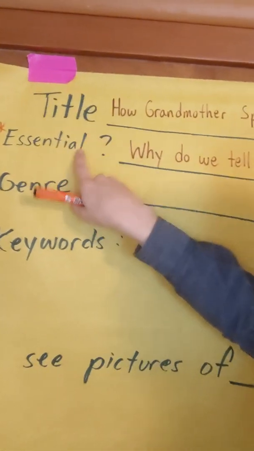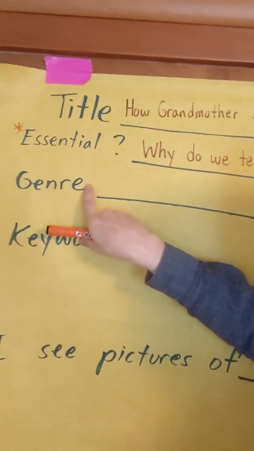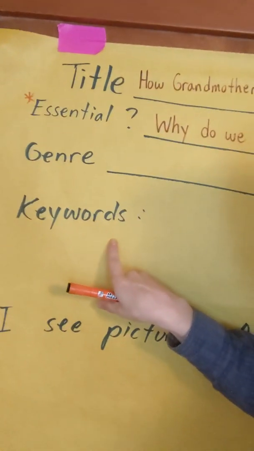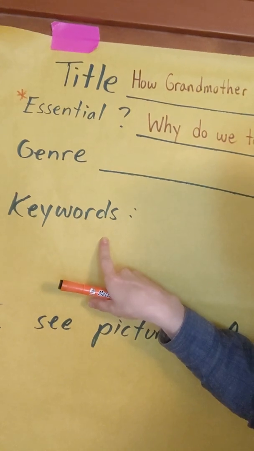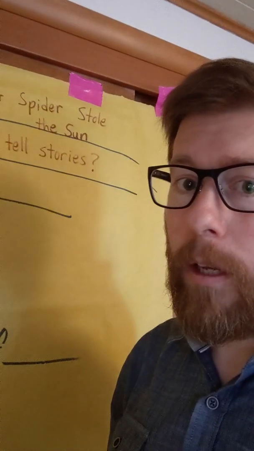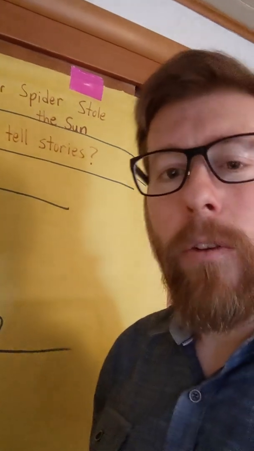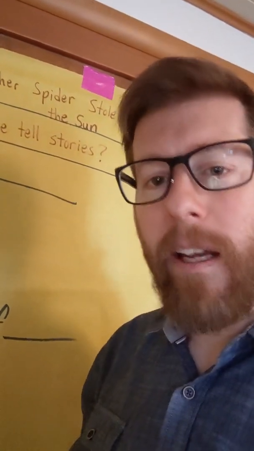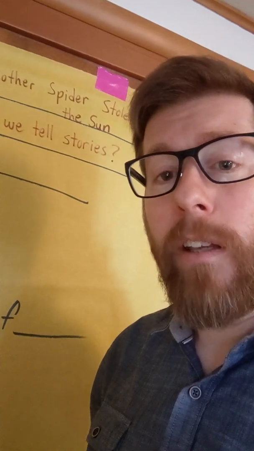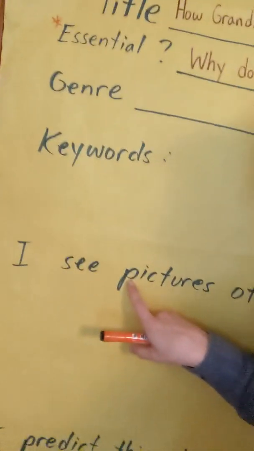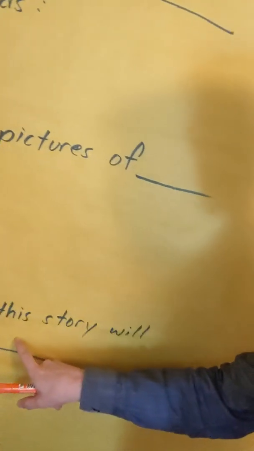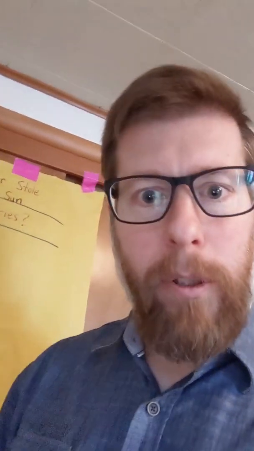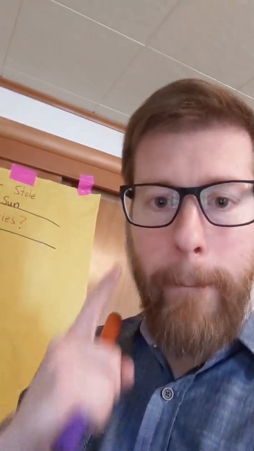We have title, the essential question of the week, the genre, which is what kind of text it is, keywords, which are the words that repeat themselves over and over, not words like the, was, if, you, then. Those words are high frequency words that show up in any text in English, and therefore they're not important to our understanding. I see pictures of, and then finally, I predict this story will be about. So that's the magic of it. We're going to pick up clues, put them together, and then be able to say, before we've even read it, what will this story be about?